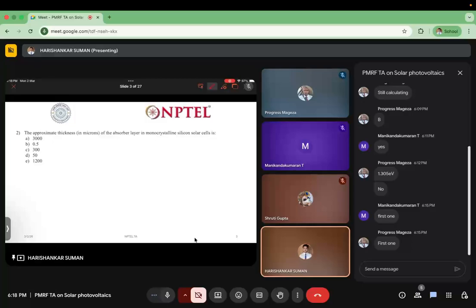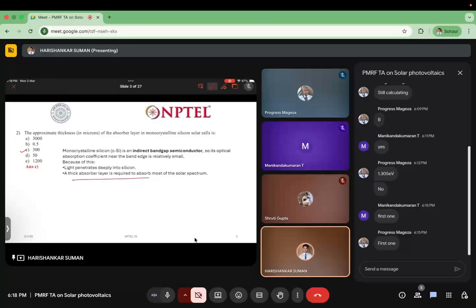Let's discuss. The answer will be 300 micron. But how? As you know, monocrystalline silicon is an indirect band gap material. We have discussed this in old lectures and old assignments. The optical absorption coefficient near the band edge is relatively small, so light penetrates deeply into the silicon. A thick absorber layer is required to absorb most of the solar spectrum. So this is theory, but let's see the mathematical part.